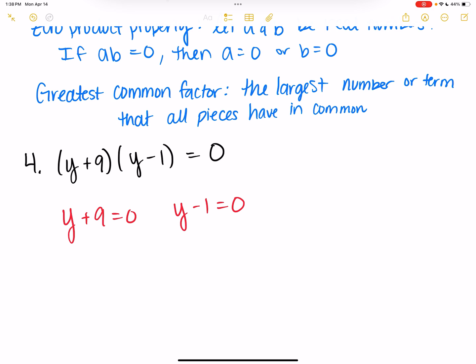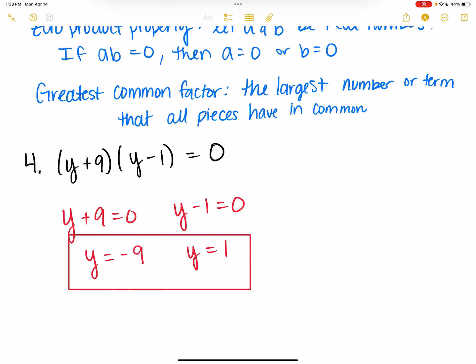So how do I get y by itself? Yep, in this one, I'm going to subtract 9. So this is going to be y equals negative 9. Over here, I would need to add the 1, so this would be y equals 1. So these two things would be my answers here.